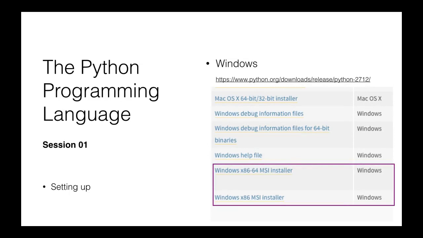The Windows users who are tuned in can visit the URL you see on your screen and download the 32-bit or the 64-bit installers, which will take care of the rest of the procedures. We have a screen grab from the website, and you'll have to specifically install either of the two options listed within the rectangular box.